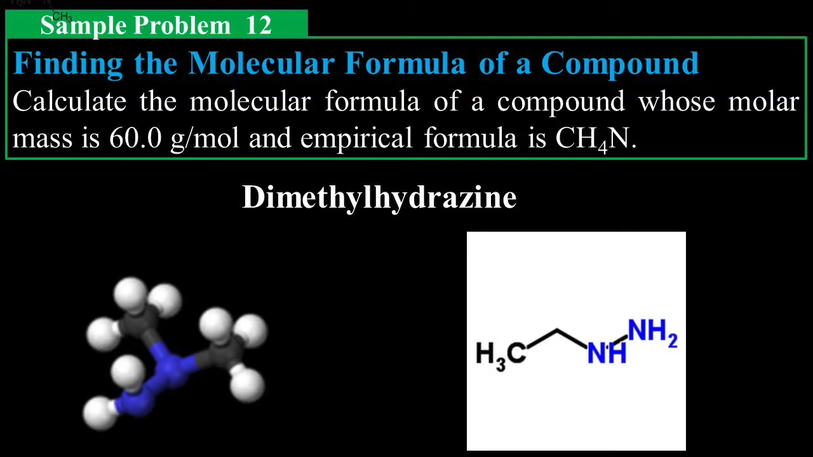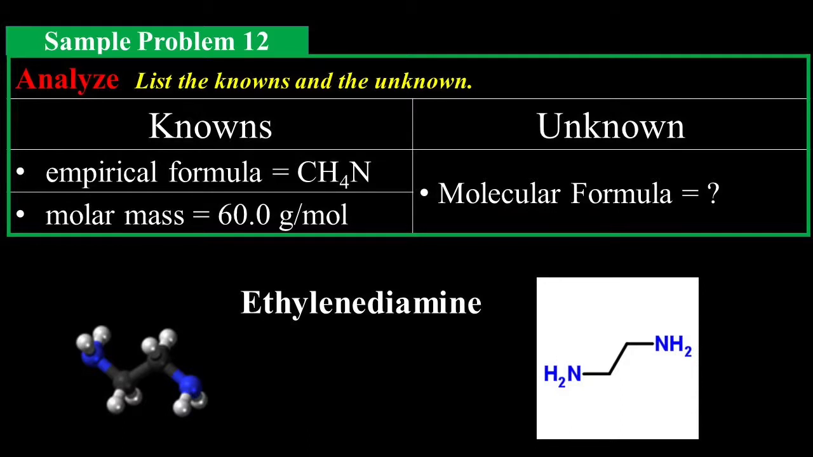Finding the molecular formula of a compound. Calculate the molecular formula of a compound whose molar mass is 60 grams per mole, and empirical formula is CH4N. That's dimethylhydrazine. Well, the knowns are the empirical formula CH4N, the molar mass is 60 grams per mole, and the molecular formula we don't know. So that's going to be ethylene diamine.